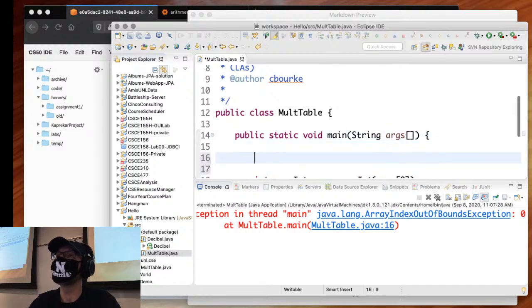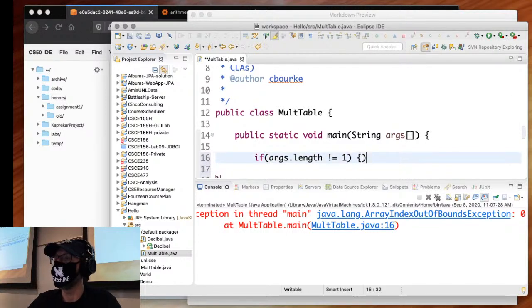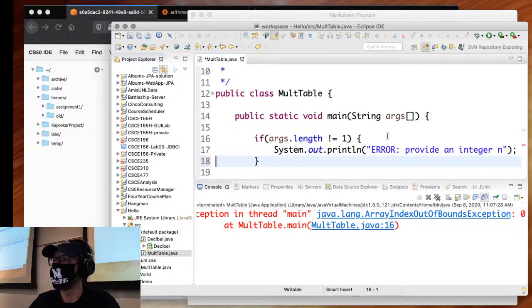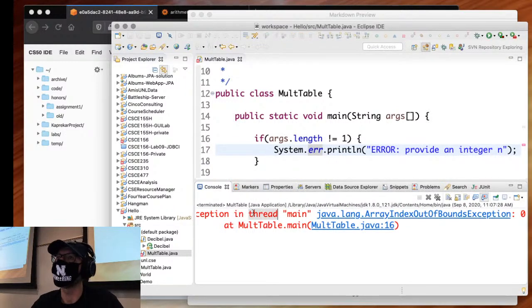So let's make sure our program is well designed, and we add some defensive programming here. If the number of arguments is not what we expect, oops, not 10, but 1, then we will issue an error message, System dot. Now we could do it like this, printf error, provide an integer n, right? There's another way that we could do it though. Instead of out, we could go with err. Right? And the only difference here, at least in this IDE, is that it'll highlight it in red.